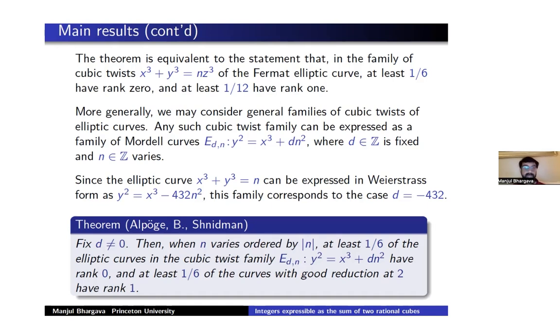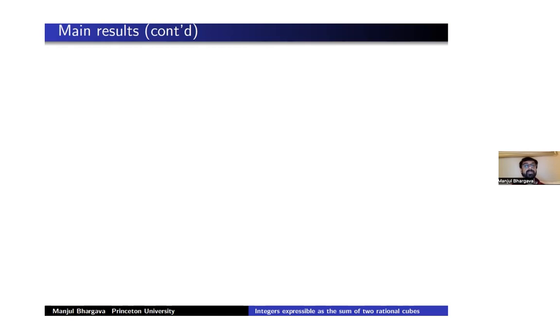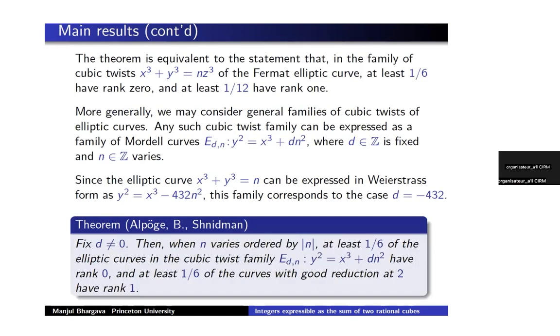Okay, so that's the theorem that we prove. That implies the statement about sum of 2 cubes as well. Actually, maybe I can ask the question. For sure. If you fix more local conditions, do you again get positive density statements both ways?